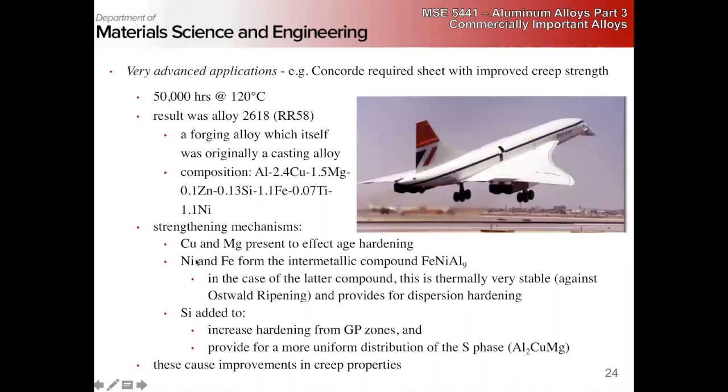titanium, and nickel. Right, copper and magnesium are present to give us the age hardening effects that we know. Nickel and iron form an intermetallic compound, iron nickel aluminide. Right, this is very stable against Ostwald ripening and gives dispersion hardening. Silicon was added to increase hardening from GP zones and provide a more uniform distribution of what is known as the S phase, aluminum copper magnesium. And all of these combine together to give the improvements in creep properties.